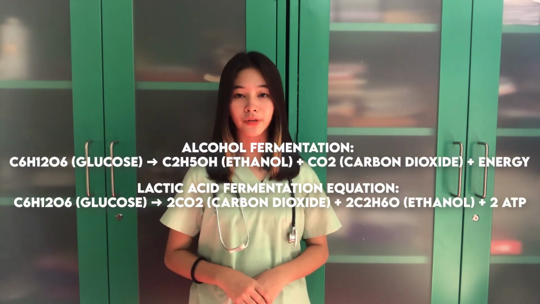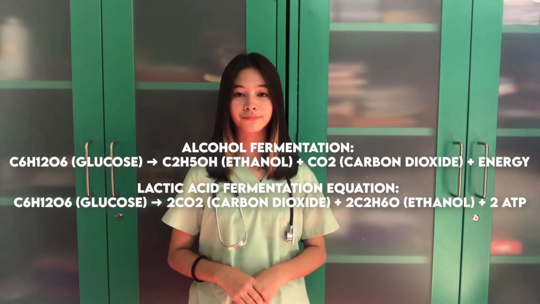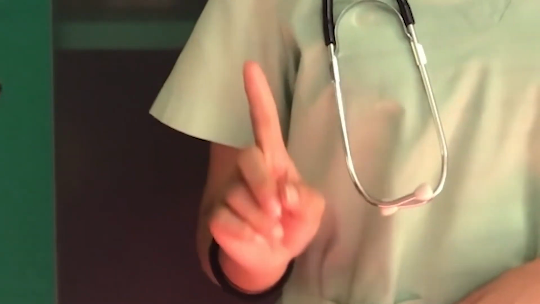To sum up, these are the aerobic respiration equations. Primarily, aerobic respiration is much more efficient than fermentation. One molecule of glucose can generate up to 38 molecules of ATP if aerobic respiration is used. In contrast, only 2 molecules of ATP are generated in fermentation.